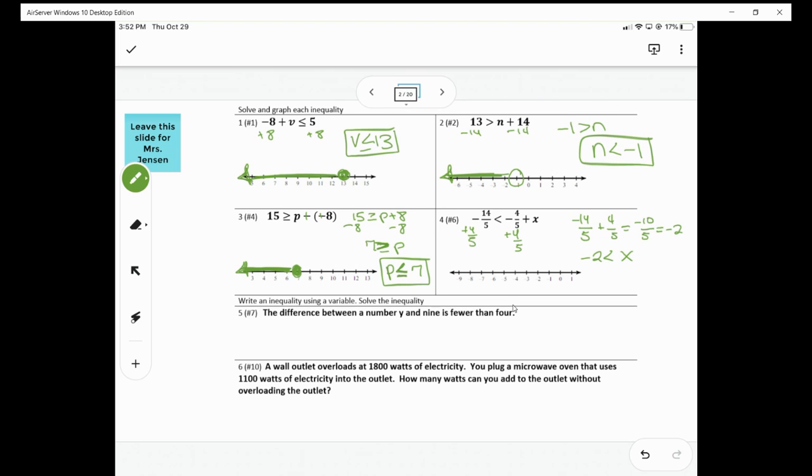So we have -2 is less than x, but if we read it from right to left, we have x is greater than -2. -2 is not included in this solution, so it's going to be an open circle. And it's all values greater than, so we're going to shade to the right.